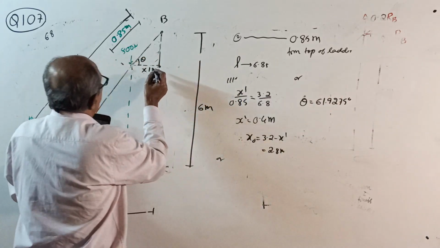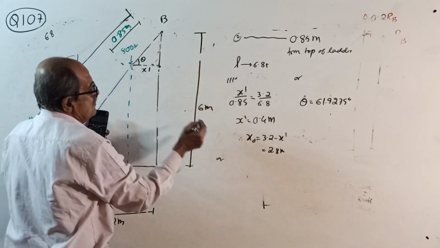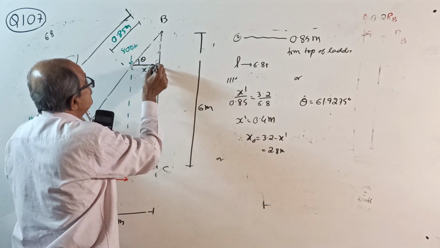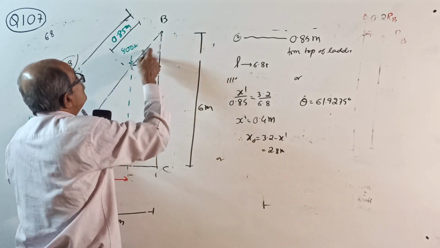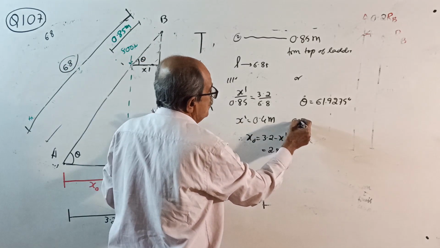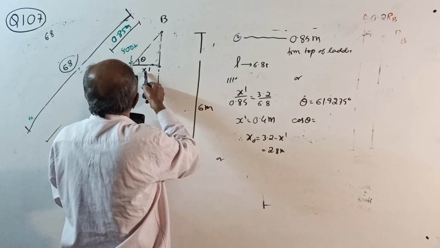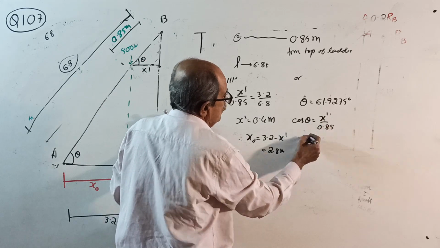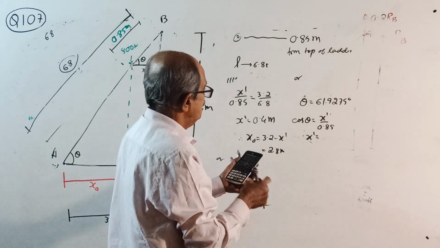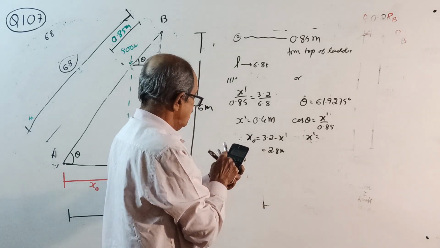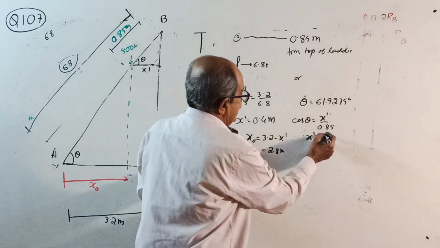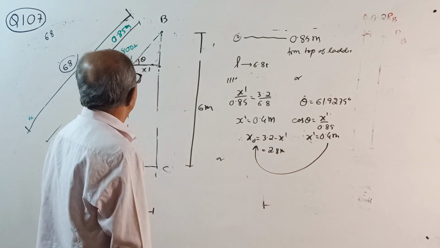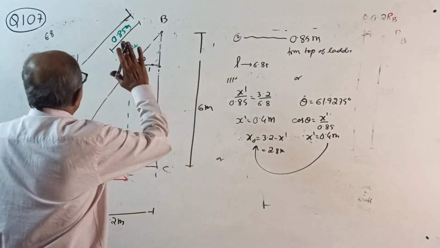Now, see here. Once they give 0.85, you connect here. Last time using theta, you connected this with 0.75. Now, this with this one. So cos theta equals x dash by 0.85. Therefore, you get the value of x dash: 0.85 into cos of theta, 0.4 meter. With x dash 0.4 meters, x naught equals 2.8 meter. This also I covered.